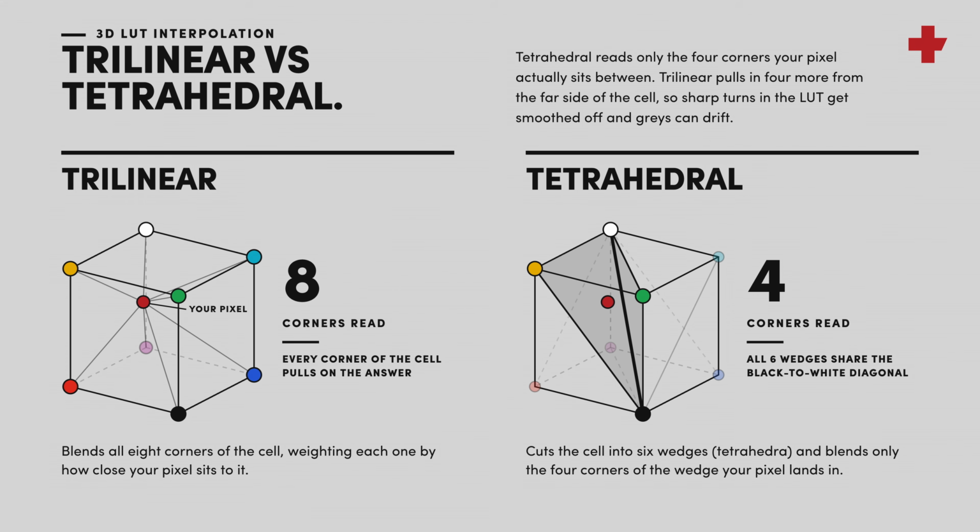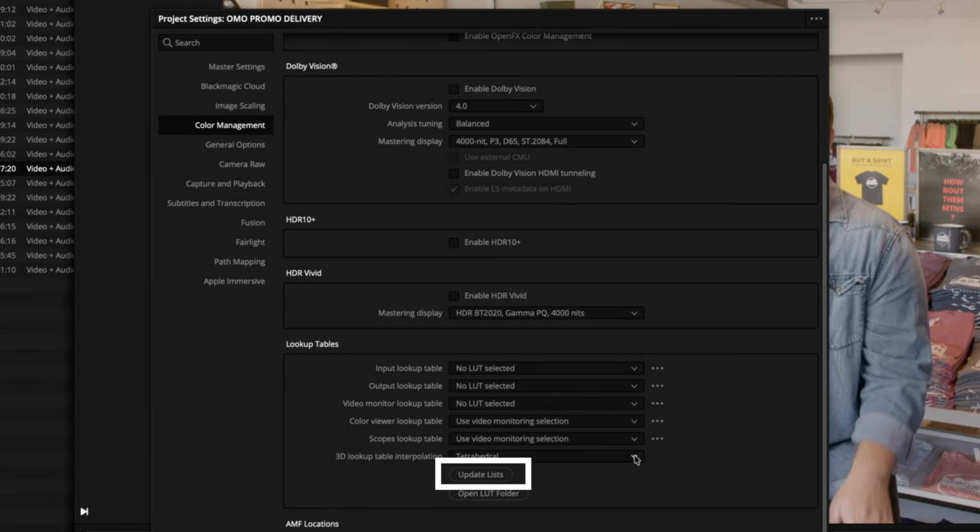Tetrahedral technically works your processor a bit harder, but I've never seen any real-world difference in my computer's performance. Plus, it gives cleaner results with less color banding, and it's the better pick unless you specifically need to match an older project or a LUT built in another program. The Update Lists button refreshes the LUT dropdowns if you've dropped new LUTs into your system since opening Resolve, so they actually show up. The Open LUT Folder button opens the main LUT folder on your computer so you know where to put new ones.